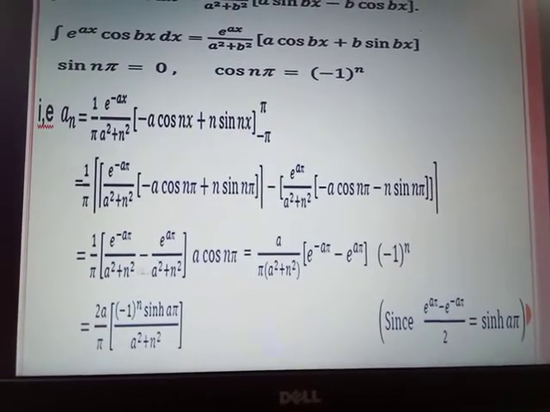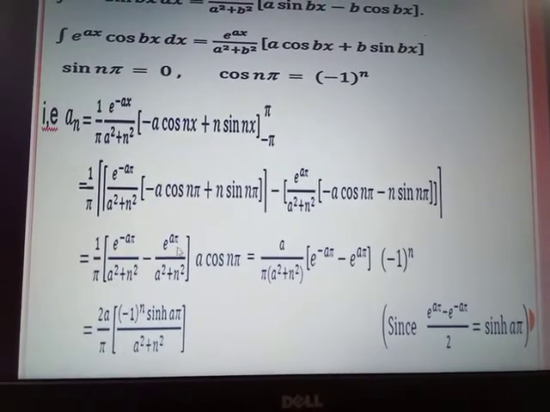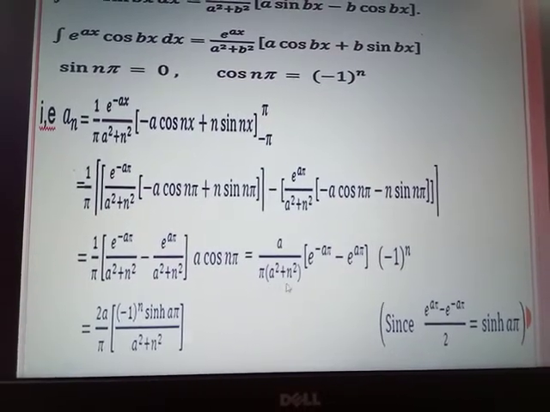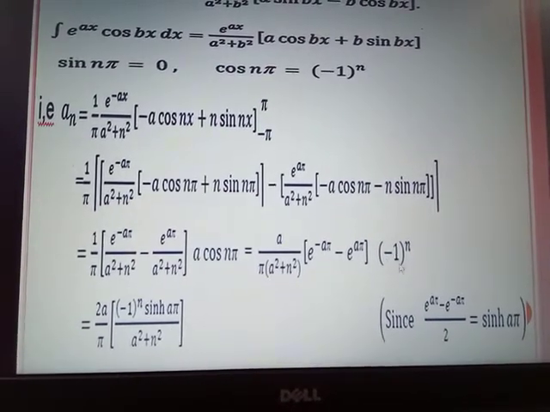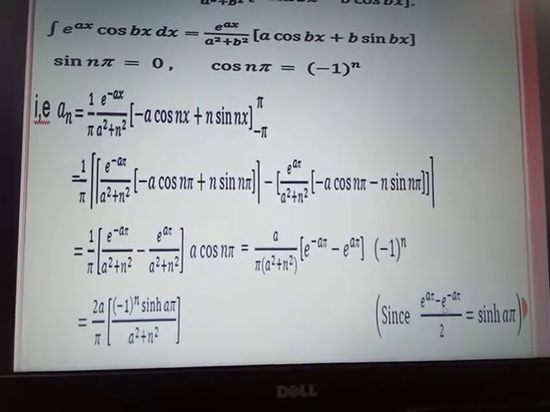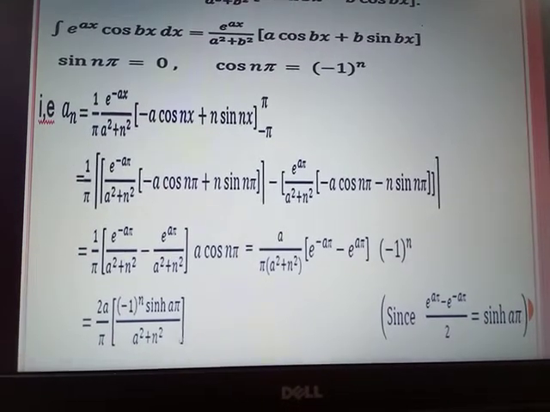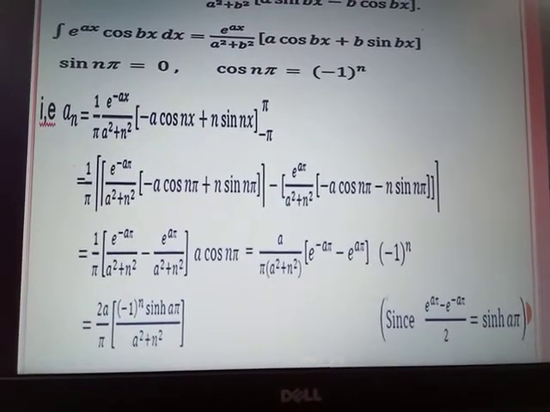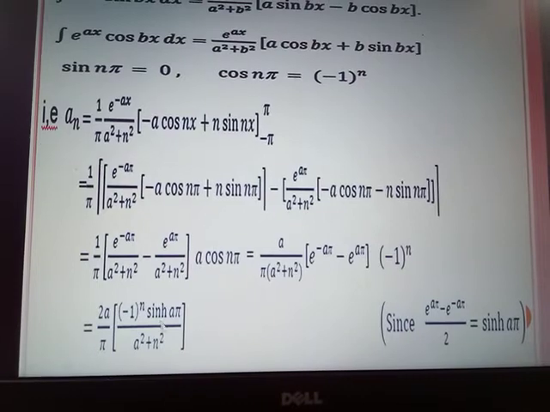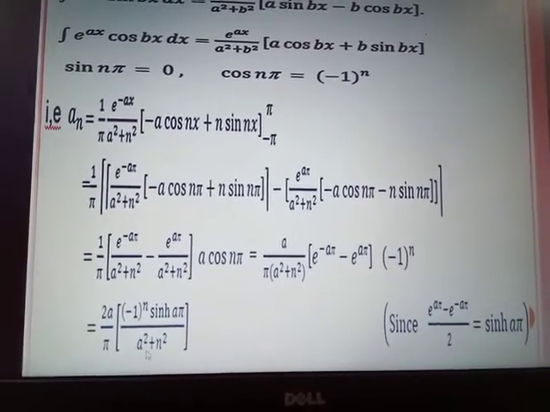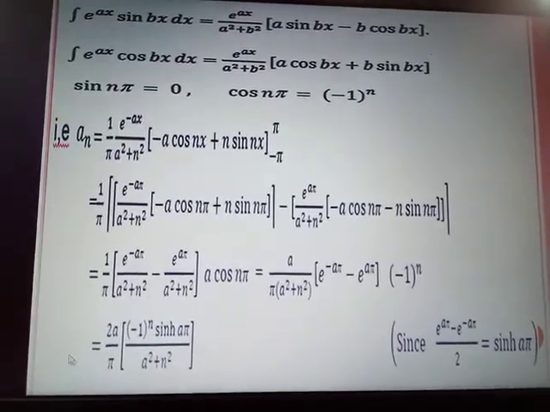Take a square plus n square common in these two terms, we get a by pi into a square plus n square into e raised to minus a pi minus e raised to a pi into minus 1 raised to n. We know that e raised to a pi minus e raised to minus a pi divided by 2 is sinh a pi. Therefore, to use this result, just multiply and divide this term by 2. We get 2a by pi minus 1 raised to n sinh a pi divided by a square plus n square, which is the value of a n.